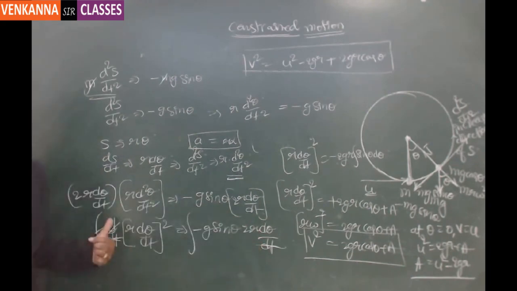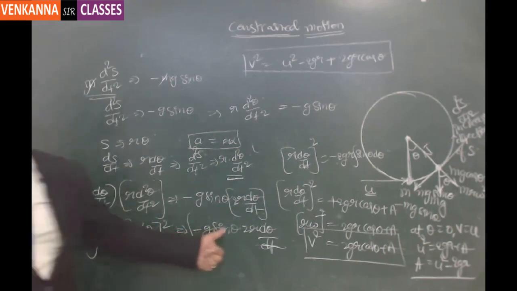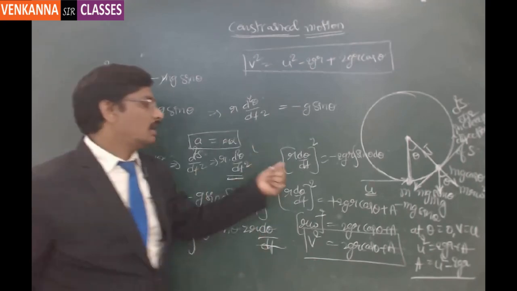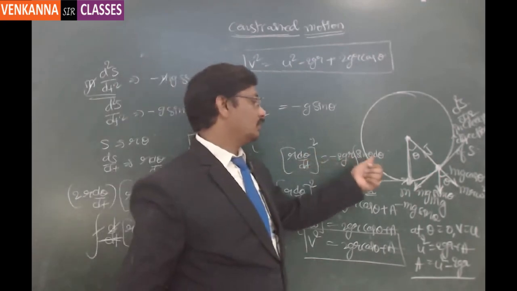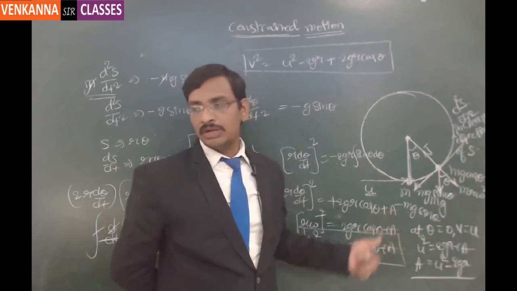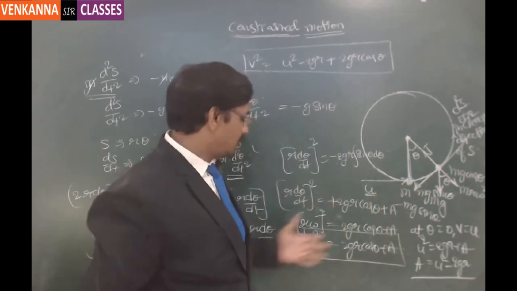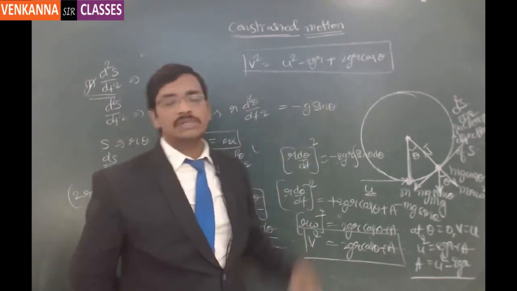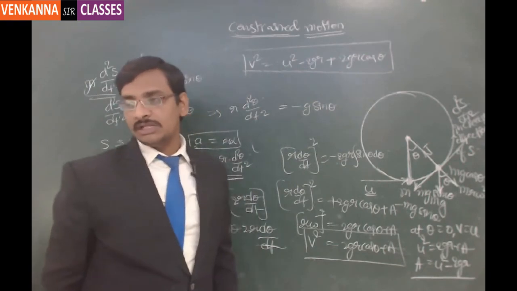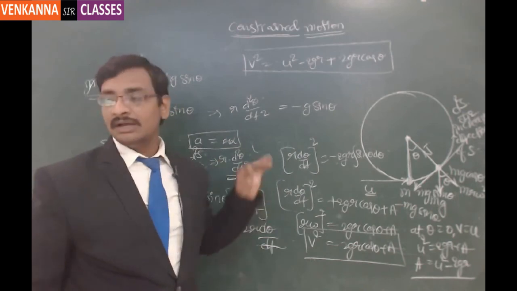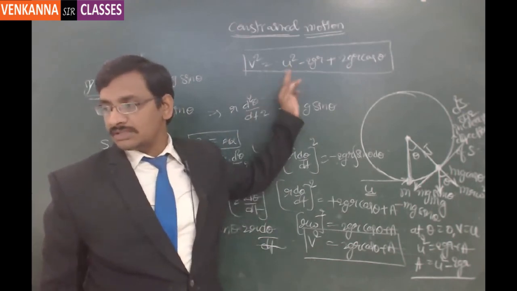This dt will cancel and this integral will cancel, and (r d theta by dt) whole square is equal to the integral of minus g sin theta into 2r d theta. Once you solve this integral, (r d theta by dt) whole square is equal to minus 2gr into the integral of sin theta, which is cos theta, plus some arbitrary constant. This arbitrary constant you can solve for, and you get v square equal to u square minus 2gr plus 2gr cos theta as the final solution. This is the relation for the velocity and the angle theta with the given initial velocity u.